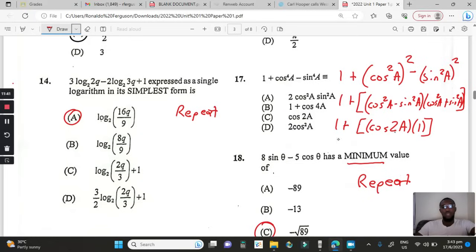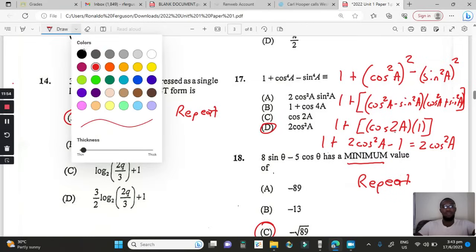But then now, cos 2a, remember, is 2 cos square a minus 1. Then the 1 and the minus 1 cancel. So we get 2 cos square a. So 2 cos square a is option D.